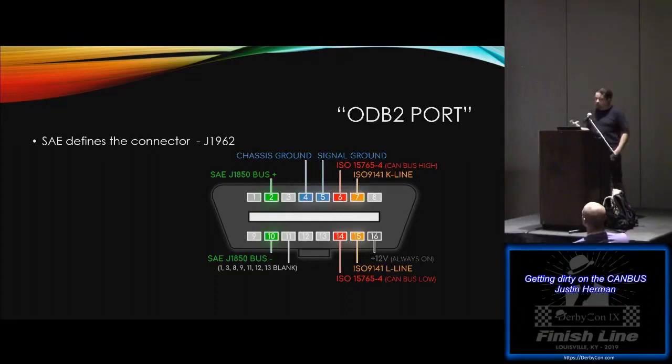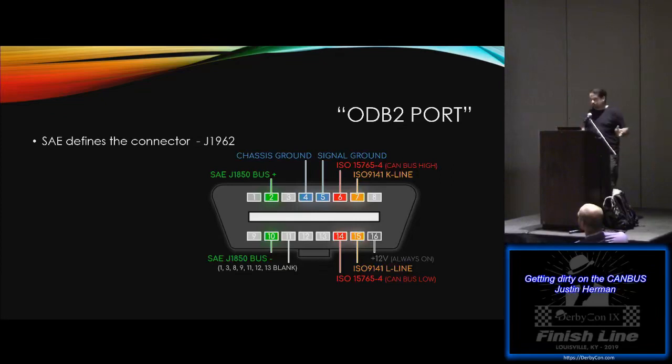Now, my car specifically leverages some other pins, but the standardized connections are: SAE J1850 on both pin 2 and pin 10, ground on 4 and 5, for both chassis and signal, along with ISO 15765-4 CAN bus high on pin 6. Pin 14 has the ISO 15765-4 CAN low, and then of course both the K-line and L-line and a 12-volt power supply.